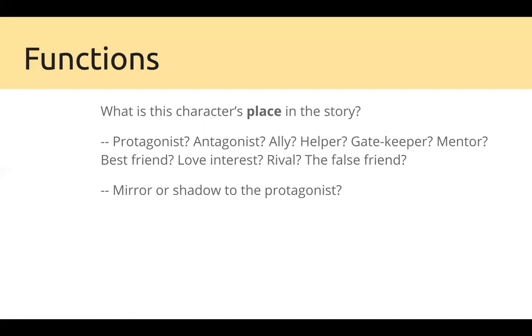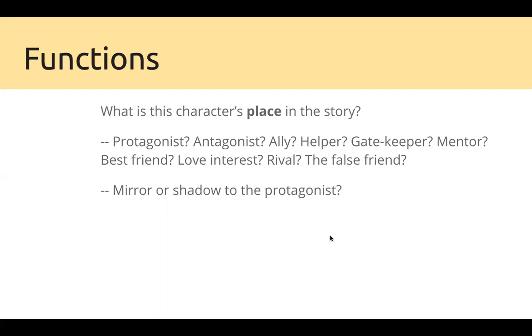Then there are gatekeepers and mentors, which are characters, or functions, from the hero's journey. And I've linked several hero's journey resources into the Moodle. By the way, you might want to look at those.